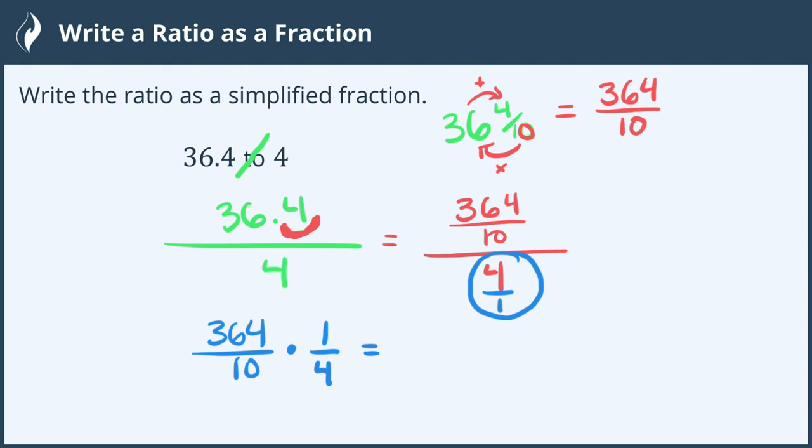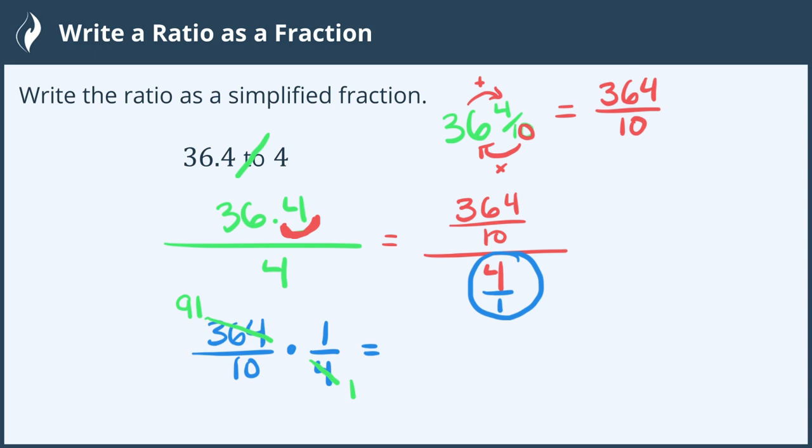To do that, I look for all of the numbers on the numerators to see if there's anything I can simplify with any of the denominators. In this case, I can see that 364 is divisible by 4, and 4 is divisible by 4. 364 divided by 4 is 91. 4 divided by 4 is 1. And I don't see anything else that can divide. There's a 1 and a 91. Neither of those will divide anything with 10, which is divisible by 2 and 5.